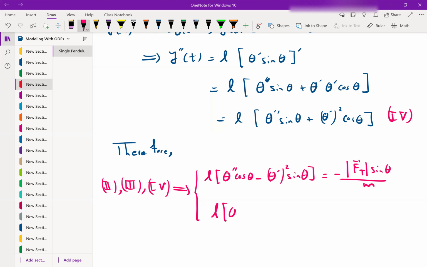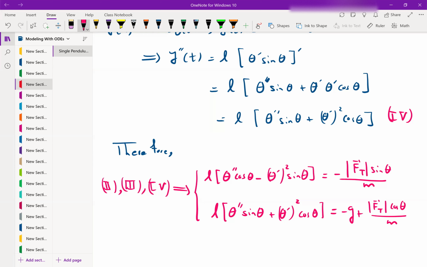So L theta double prime sine theta plus theta prime squared cosine theta. This is our y double prime of t. And this is equal to, from 2, we have negative g plus magnitude of f of t, the tension force, cosine theta divided by m. Beautiful. Now we have 2 equations, and these are like 2 differential equations.